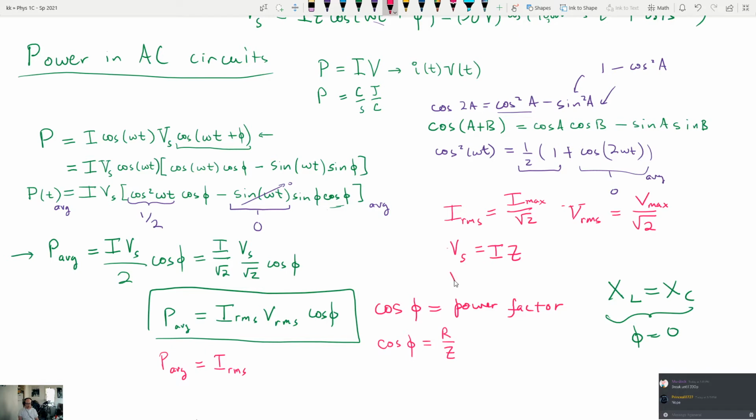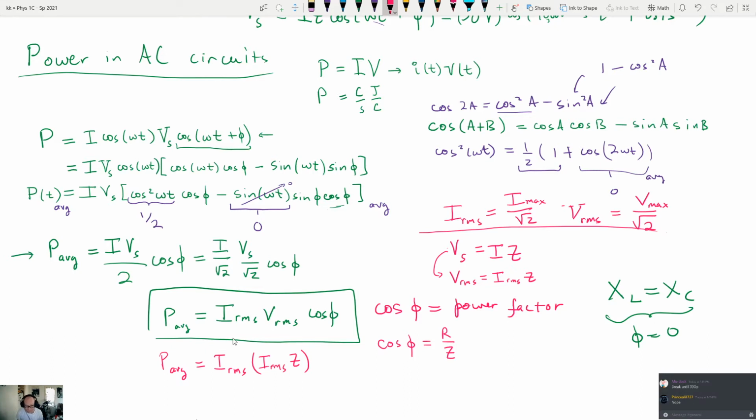It's also true that if I write down the RMS voltage, this is going to be equal to IRMS times Z, because to get from this equation down to this equation, all I need to do is divide by root 2, according to these two definitions right here, right? So if I divide both sides by root 2, I get this. So that also means that VRMS is equal to IRMS multiplied by Z. And why am I all of a sudden talking about RMS voltages here?